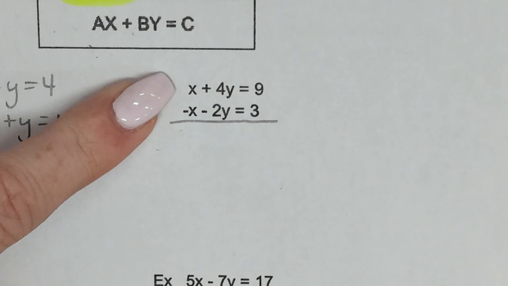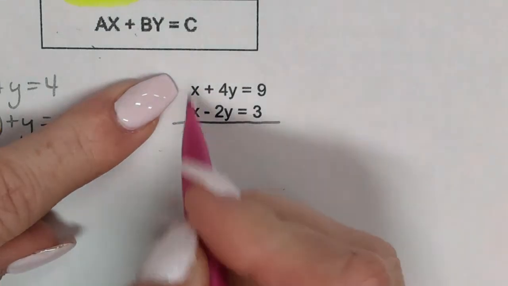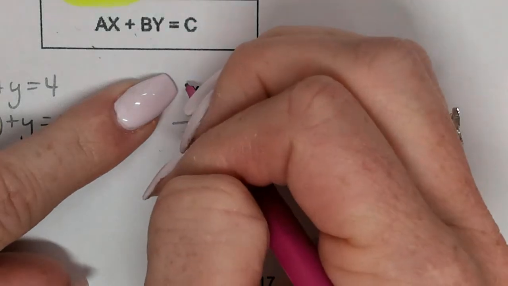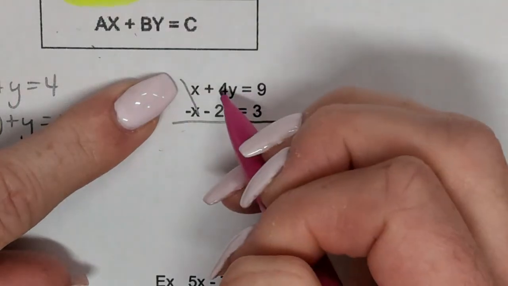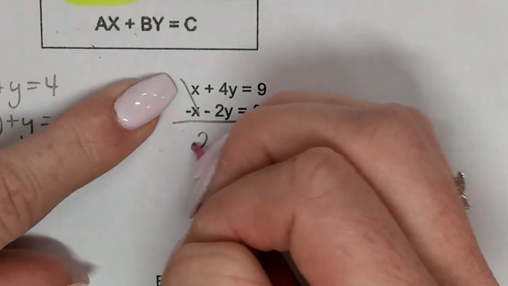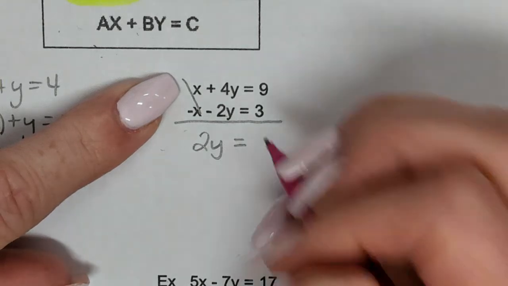I could not eliminate the y's based off of that because 4 minus 2 is 2y, yes? But could I eliminate the x's because x minus x is gone? All right, so I'm going to eliminate the x's. What is 4 minus 2? 2y. So I have 2y equals, and what's 9 plus 3? No, we're not subtracting, we're adding. What's 9 plus 3? 12.